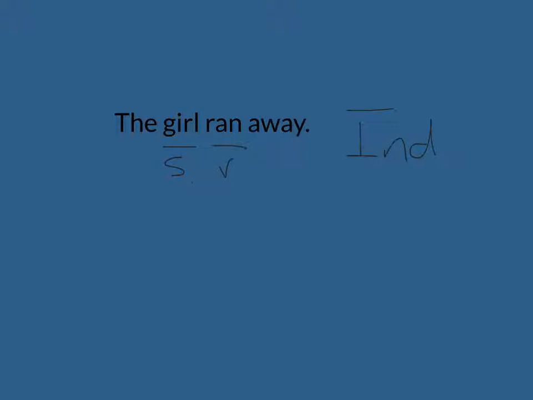But this would be really easy to turn into a dependent clause. A lot of times people think that dependent clauses, because they can't stand alone, must be shorter. In fact, it's often the other way around. It's often longer because you're adding a word. The girl ran away is independent. But if I say, because the girl ran away, all of a sudden it doesn't feel finished anymore, does it? This word here is called a subordinating conjunction.